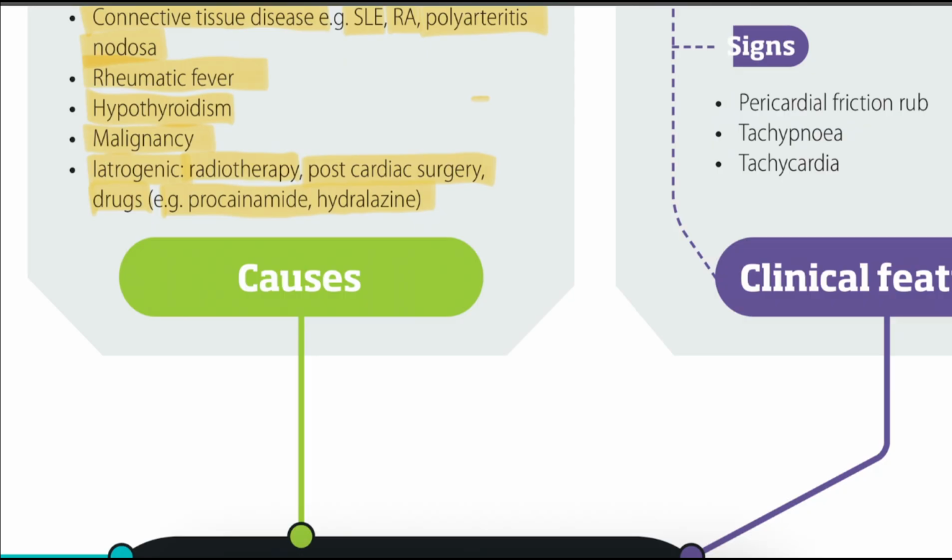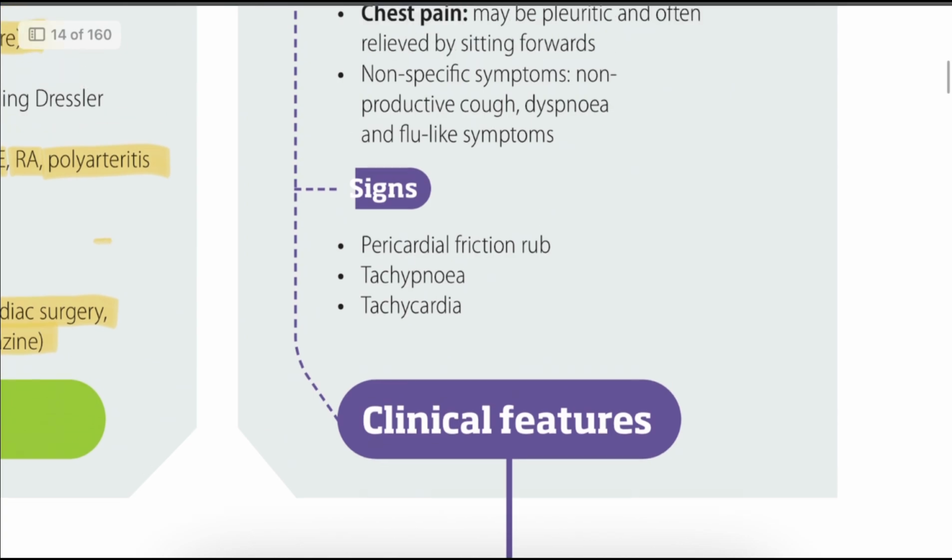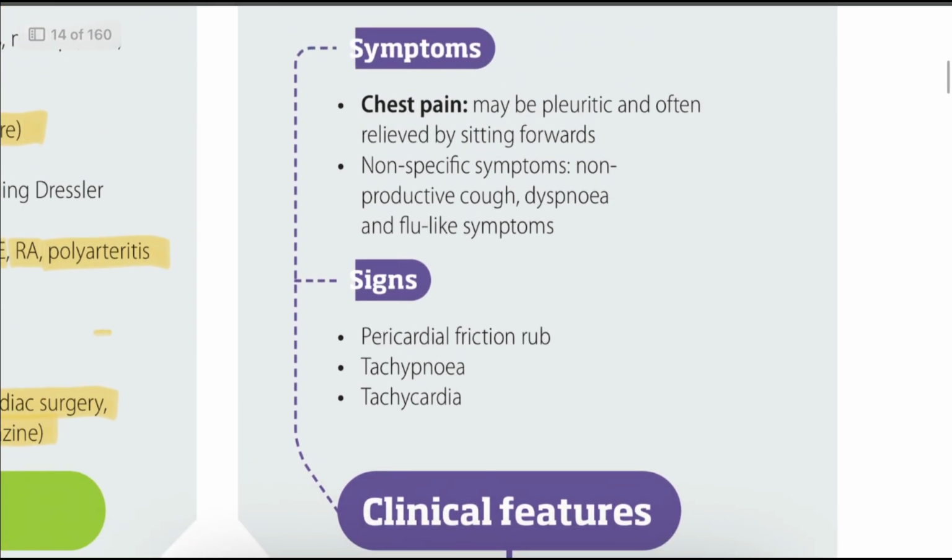So next we can see some clinical features. In the clinical features, we have some symptoms, like the classic presentation. The patient will get chest pain, like sharp chest pain. It may be pleuritic and often relieved by sitting forward. Whenever the patient is sitting forward, the patient will feel some relief. And we can see non-specific symptoms like non-productive cough and dyspnea, and flu-like symptoms like fever.